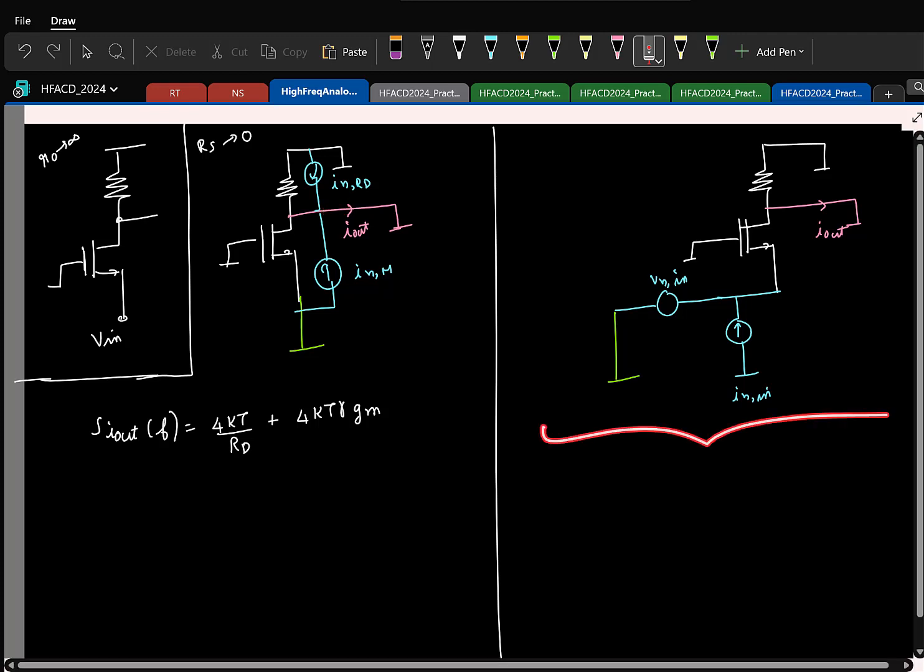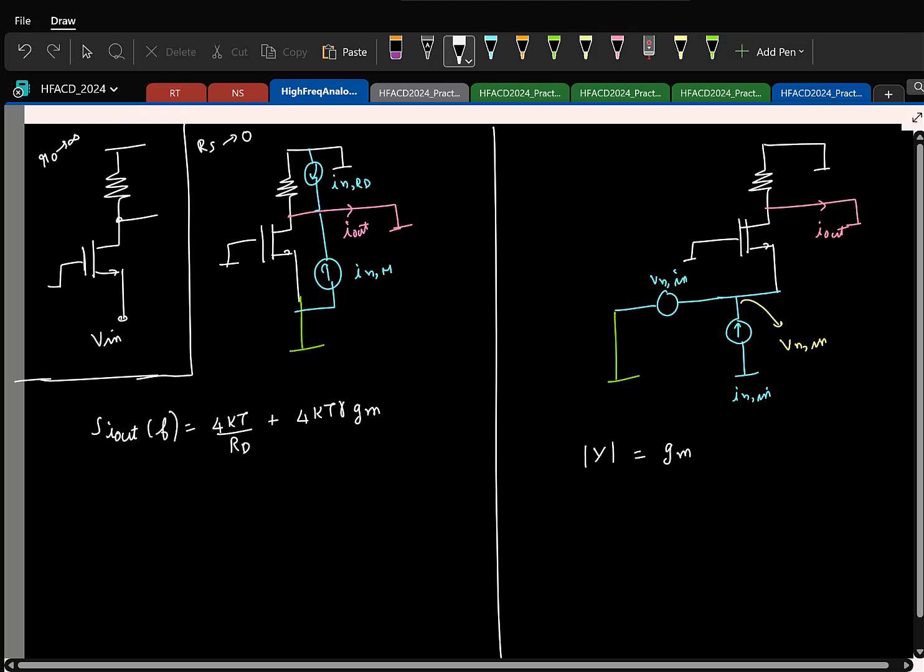Here I just need to find the transfer function. I have shorted the input. So what is the source voltage here? It's Vn,in. So this voltage is Vn,in. Which means what is the incremental current? gm times Vn,in. Again plus or minus, it doesn't matter. So the magnitude of the transfer function is gm.